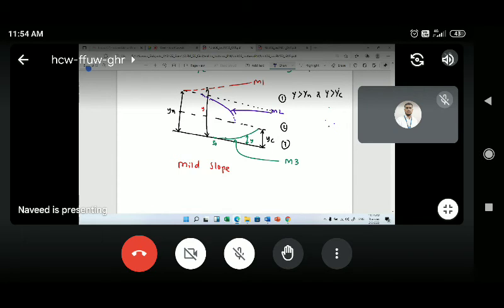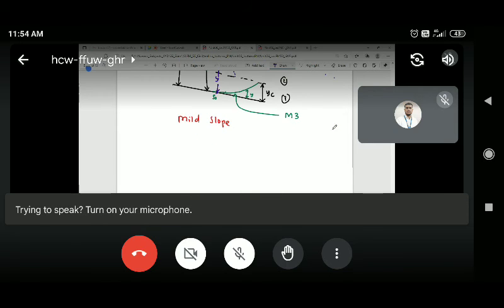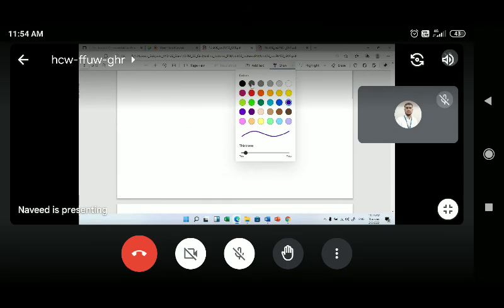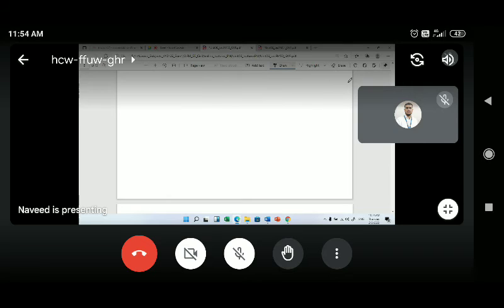And the value here is y, somewhere in between yn and yc. So this is for the mild slope. Similarly, you can go for the steep slope. You know that for the steep slope the angle of inclination is large. So I will draw the steep slope. Sometimes the steep slope is like this.